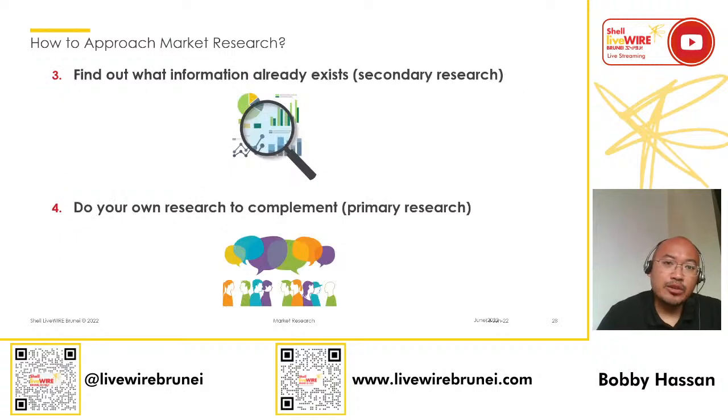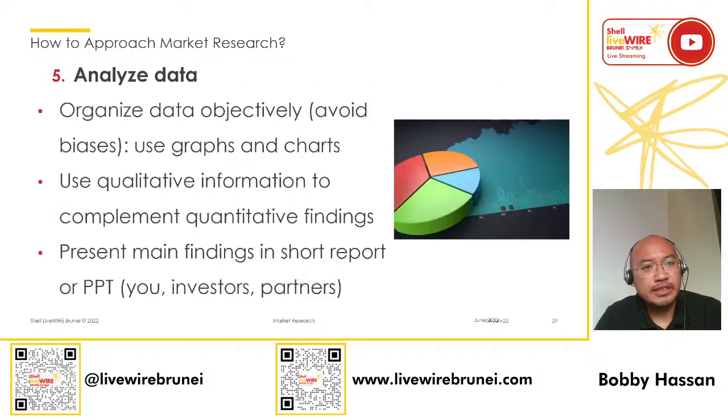Number 3, find out what information already exists. So secondary research. You can look at your competitors, you can look at the industry, you can look at government. Again, these are the sources of your secondary research. Once you have the secondary research, you can complement it with your own research, because sometimes the secondary research might be outdated, so you might want to double check if it's still true. Especially since it's maybe a different market, and you have a very unique market, so you want to complement that with your own primary research.